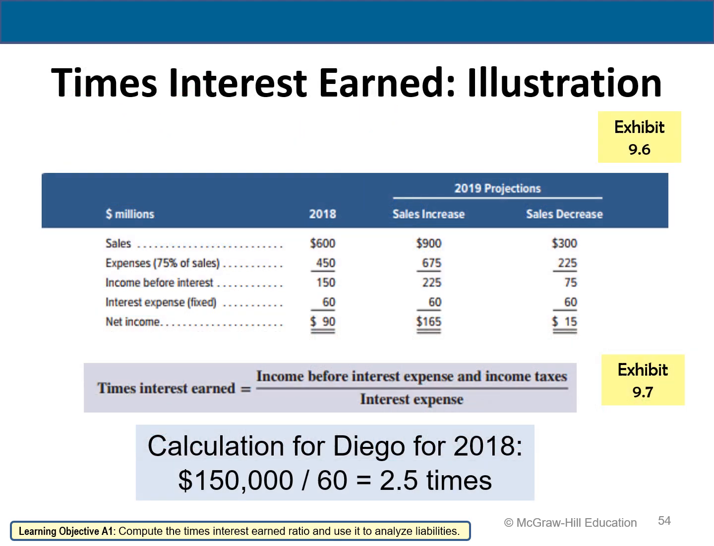So if we look at Diego Co.'s results for 2018, their times interest earned calculation, basically their income before interest and tax divided by their interest expense, is 2.5 times. So they're earning 2.5 times more in income than their fixed interest expense. Yeah, I think that's about all I have to say there.